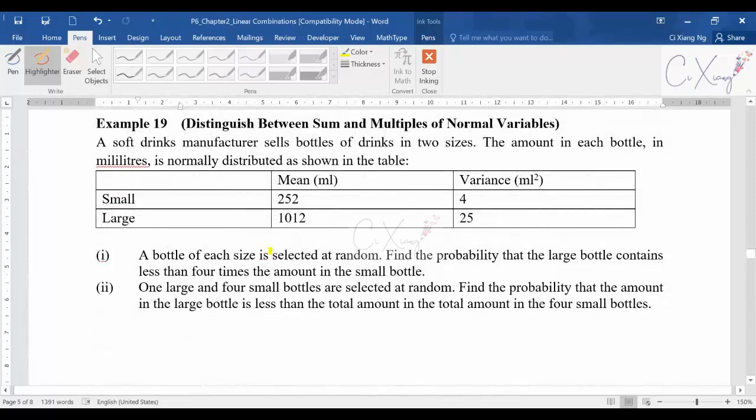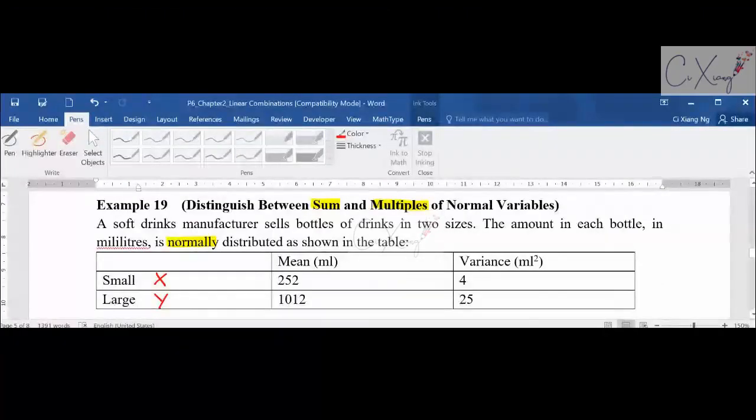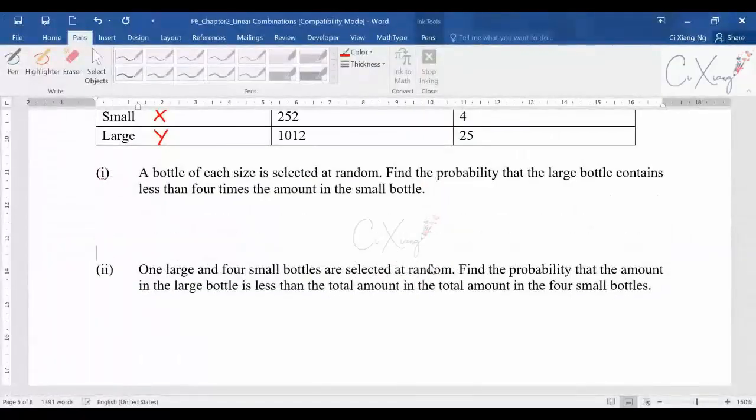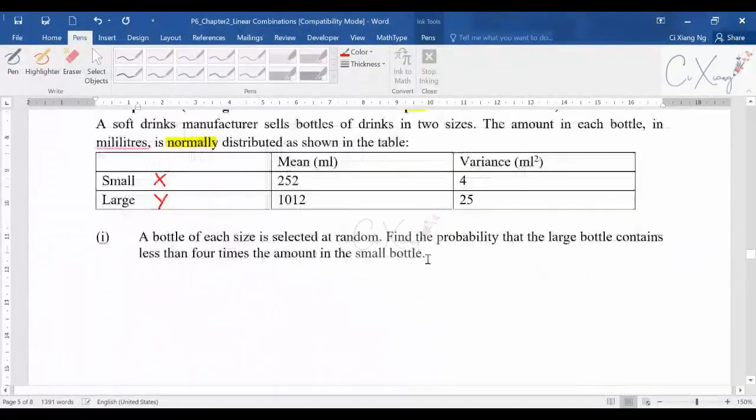They want you to distinguish between the sum and the multiple of normal variables. You have small and large, and these are the mean and variance given. You will also see the keyword in the question, which is normally distributed. For me, I might make the small bottle X and the large bottle Y. To answer the question, I probably need to read the question first and see what kind of sentence or keyword they are using. So maybe I'll scroll down first.